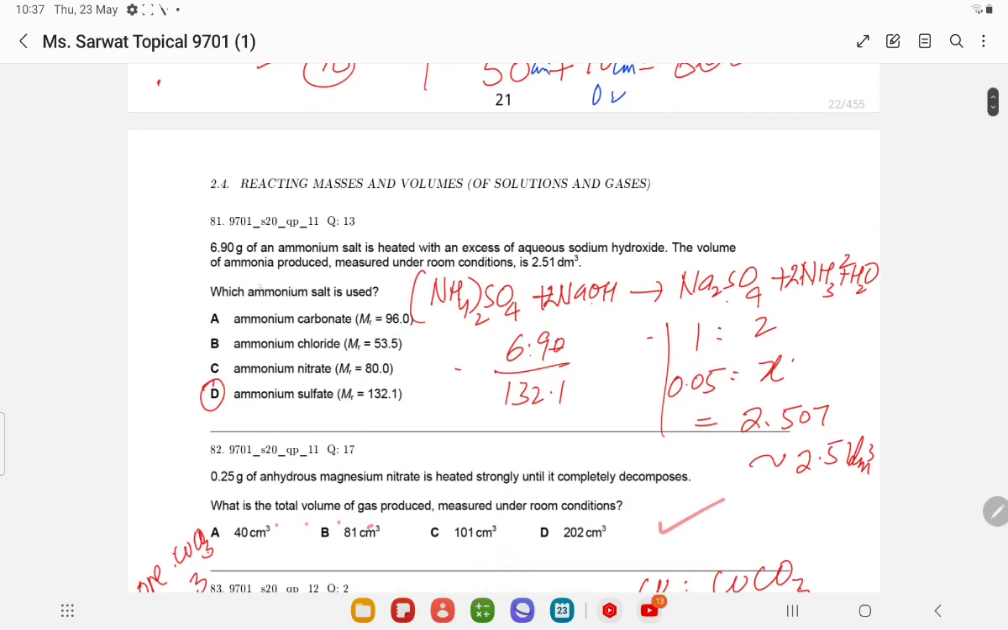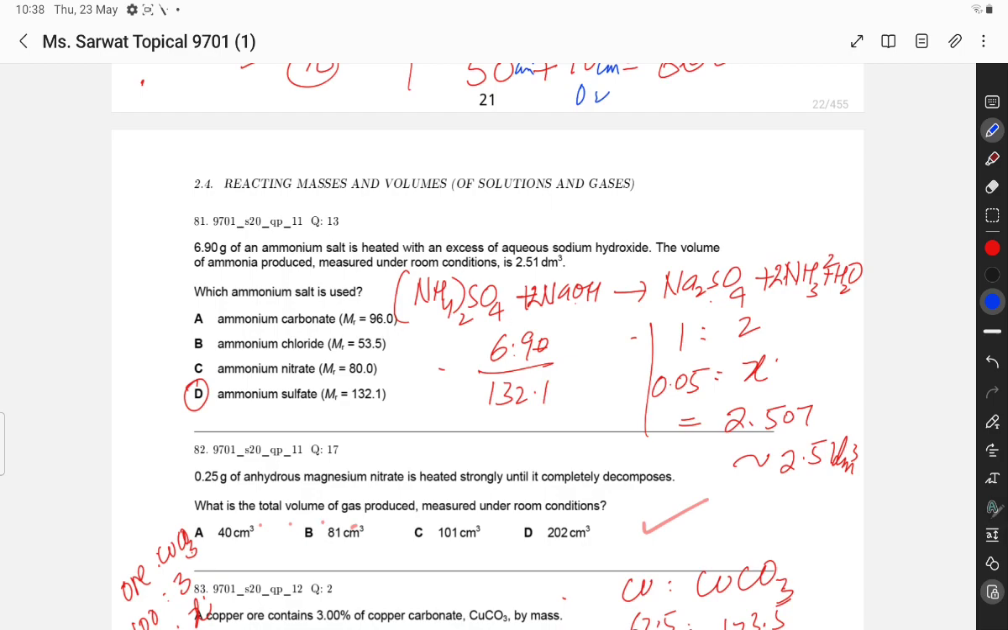Next question is 6.90 gram of an ammonium salt is heated with an excess of aqueous sodium hydroxide. The volume of ammonia produced, measured under the same conditions, is 2.51 dm cube. So we know the chemical equation: ammonium sulfate plus sodium hydroxide forms sodium sulfate, ammonia and water. By balancing this equation, we consider 6.90 gram of ammonium salt. This is the best option, so I calculate only this option. The rest of the calculation you can check by using the same method.